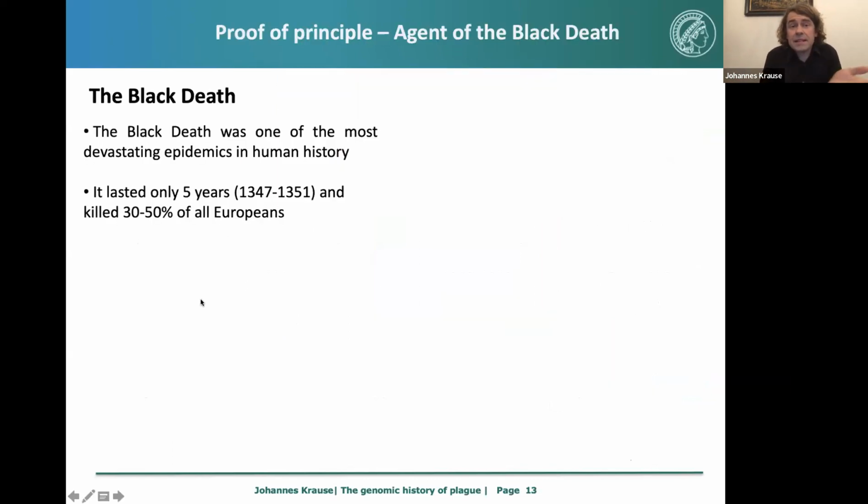The Black Death, as I said, is probably the most famous pandemic in human history, now after the corona pandemic. It lasted about 5 years. It started in the mid-14th century, and it killed approximately half of all Europeans. So about 30 to 50 million people died within this 5-year period.